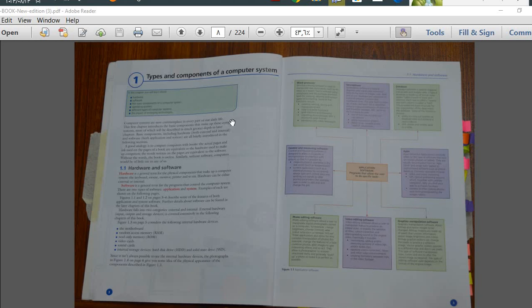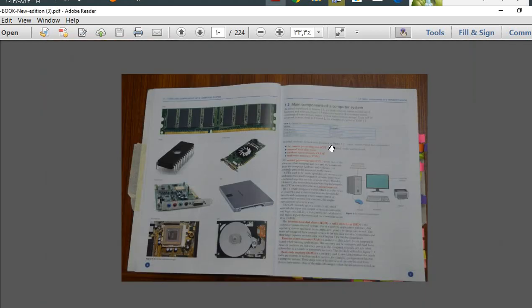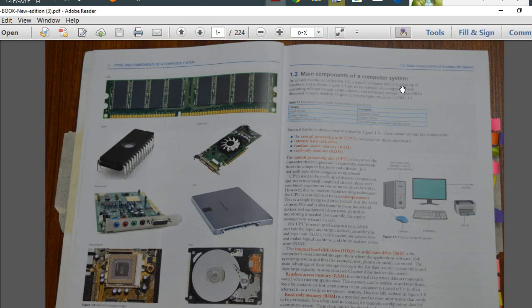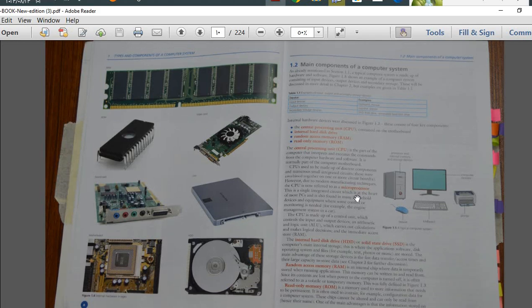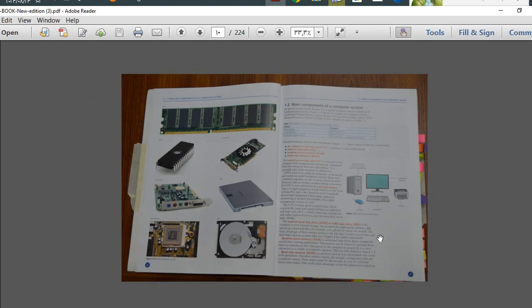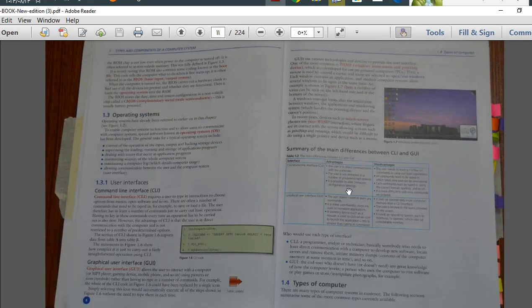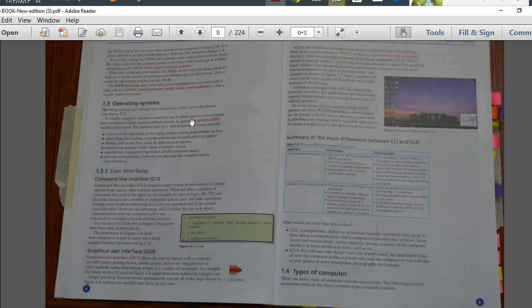The first chapter talks about types and components of computer systems, like hardware and software, and the main components of a computer system, like the heart, the memories, the cards, the processor, and many other components of the computer. And then we will talk about operating systems like Windows and Linux. Then the types of computer.